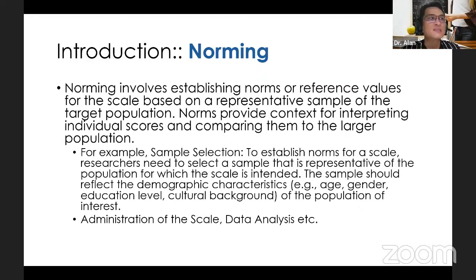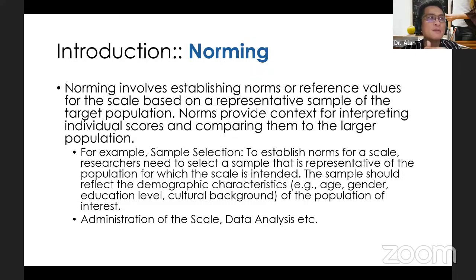So the next one is norming. Norming involves establishing the norms or reference values for the scale based on a representative sample of the target population. Norms provide the context for interpreting individual scores and comparing them to the larger population.